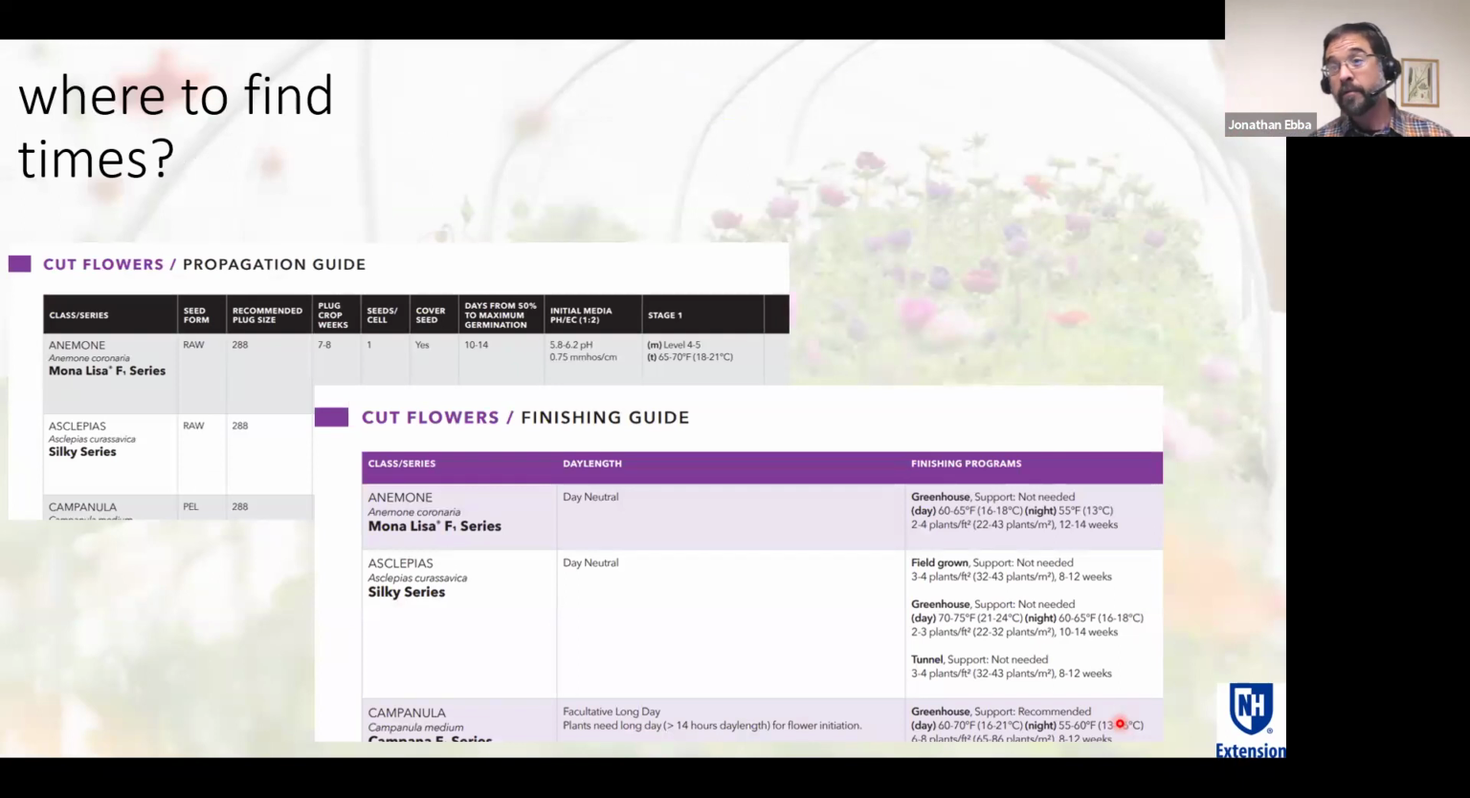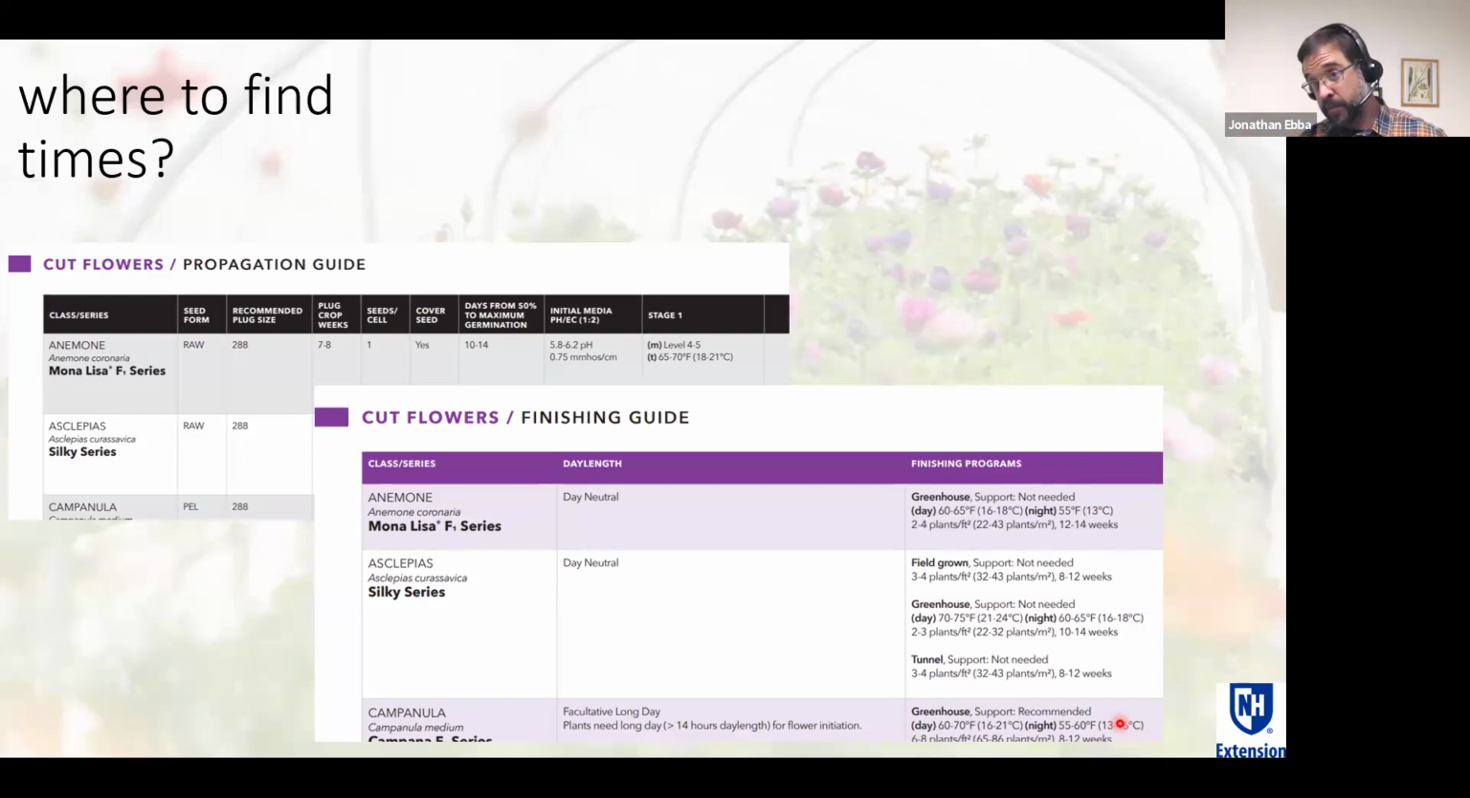So the vendors, the seed vendors and plug vendors, really want us to succeed. But this is where we see a big difference between commercial seed production and commercial seed sales versus small packets of seeds that are really marketed to the homeowner. Seeds that are marketed for backyard gardening often don't have this sort of information associated with them. We can often find it by going to a larger manufacturer, a larger seed company.